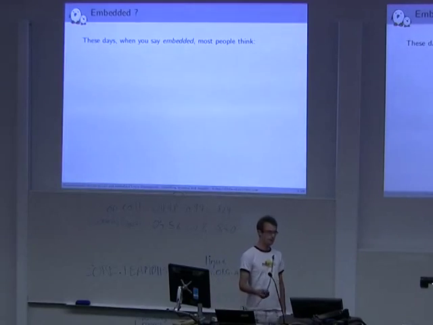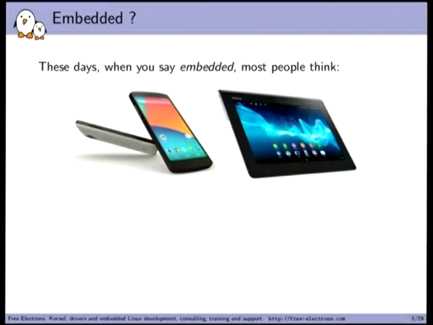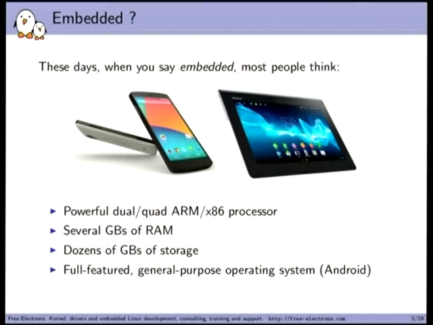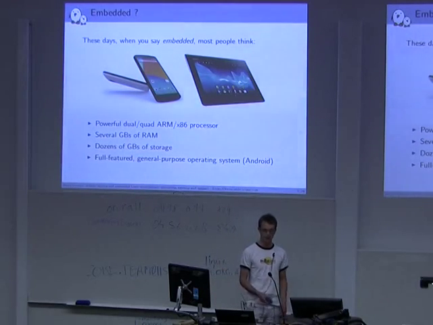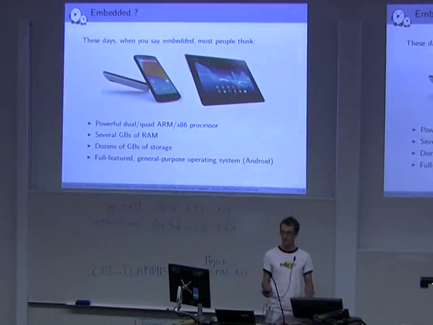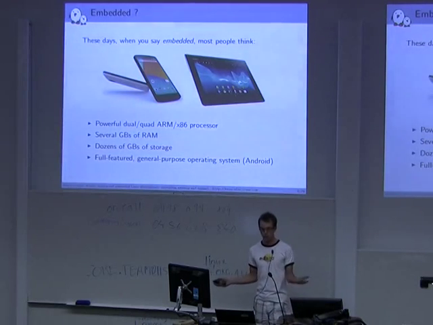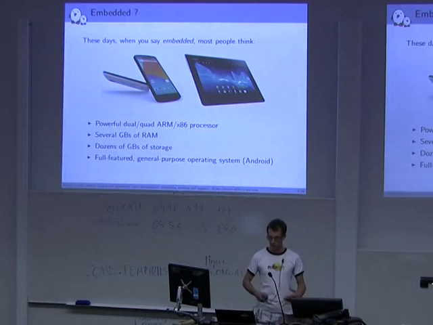These days, when people say embedded, they usually think of phones, tablets, consumer-grade devices. Those devices typically have very powerful CPUs, lots of RAM, lots of storage, and a full-featured general-purpose operating system, usually Android, but it can be something else, with many applications that you can install, remove, upgrade, and so on. So really a complete desktop operating system.